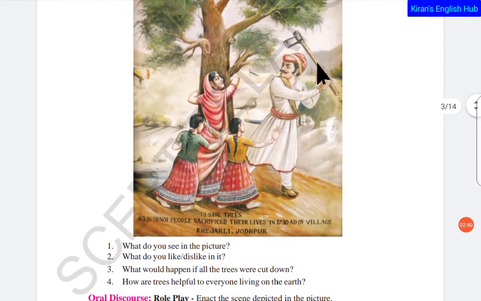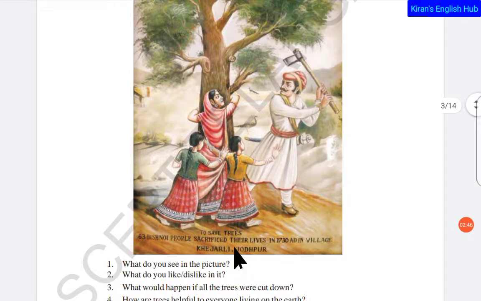We have some questions here. The first question is, what do you see in the picture? You can see a woman, two children, and another guy who is trying to cut the tree. The guy must be her husband, but we do not know. Next, what do you like or dislike in it? Do you like to cut the trees, or do you dislike cutting the trees? You can give your opinion there, or you can at least think about your opinion.